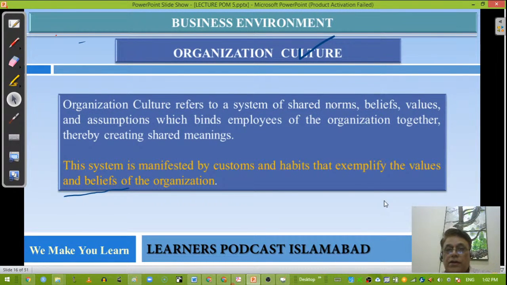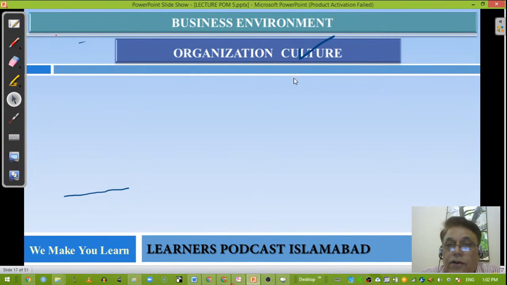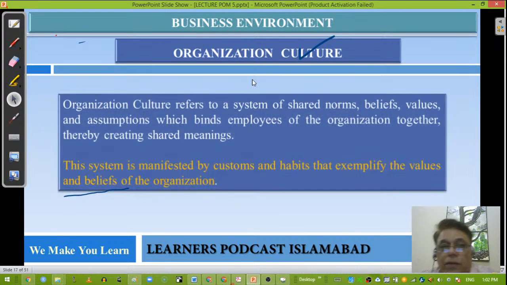Organizational culture refers to a system of shared norms, beliefs, values, and assumptions which bind the employees of the organization together, thereby creating shared meaning. This is the definition of organizational culture; previously I gave you the definition of simple culture. An organization is also composed of people living together, spending 8 or 9 hours together daily for a number of years. So they also develop some norms, some do's and don'ts, some culture.